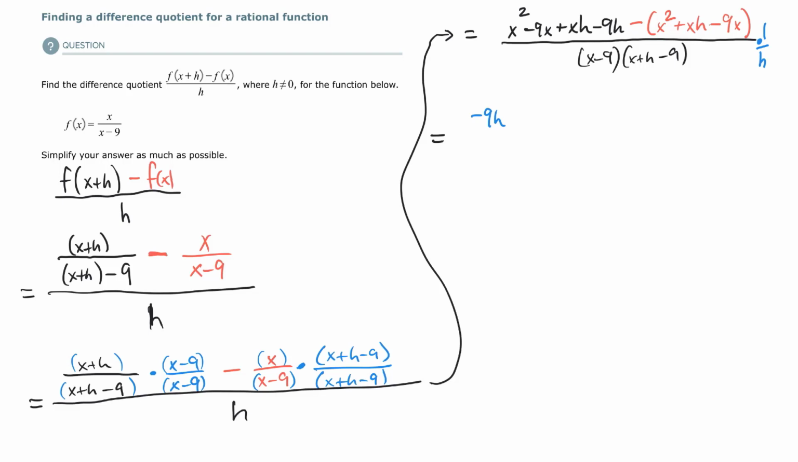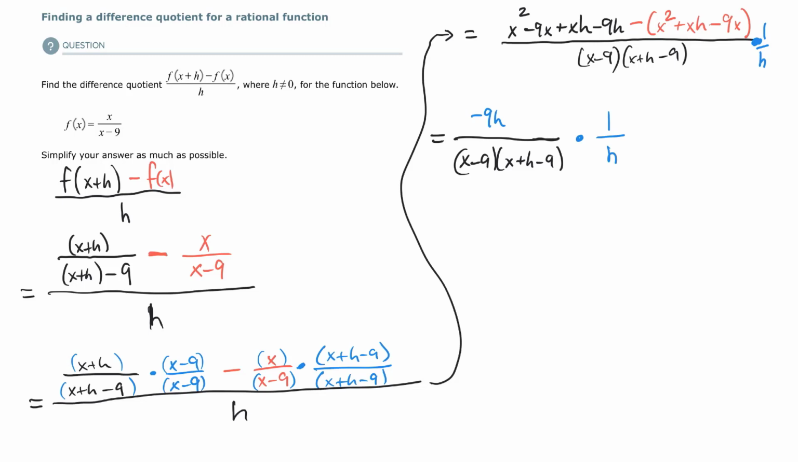All over what? All over x minus 9 times x plus h minus 9, times it by 1 over h. Remember, divide by h really means multiply by 1 over h. So I did that on the previous slide. That says multiply by 1 over h.